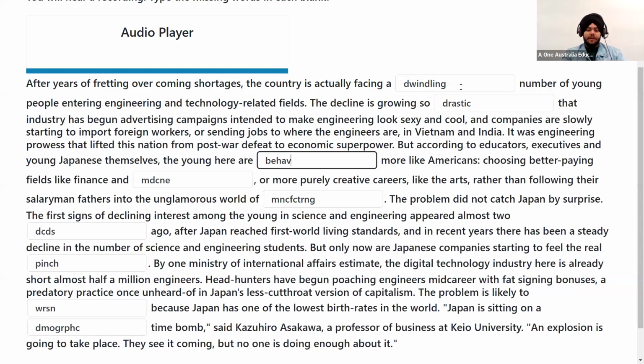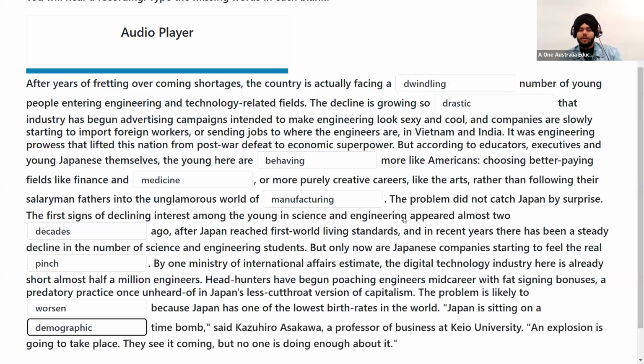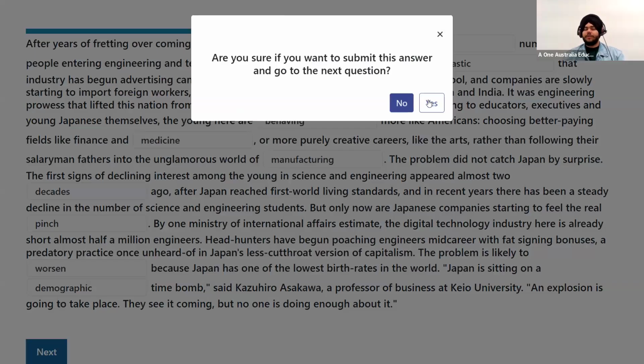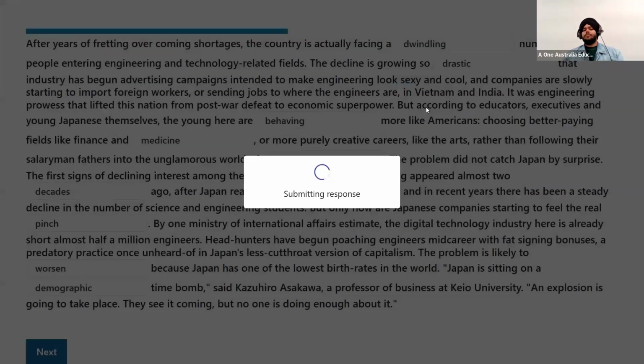Then it is drastic. Then it is behaving, with ing. Then it is medicine, normal. Then it is manufacturing. Then it is decades, plural. Pinch as it is, worsen. Then demographic, simple. Okay. And then you can also revise your spellings and just click next. After the recording is done, try not taking more than 1 minute.